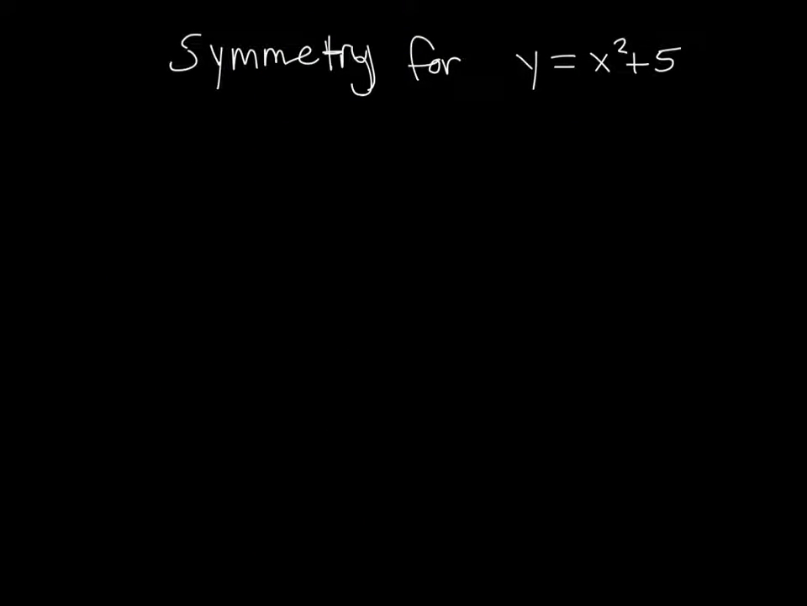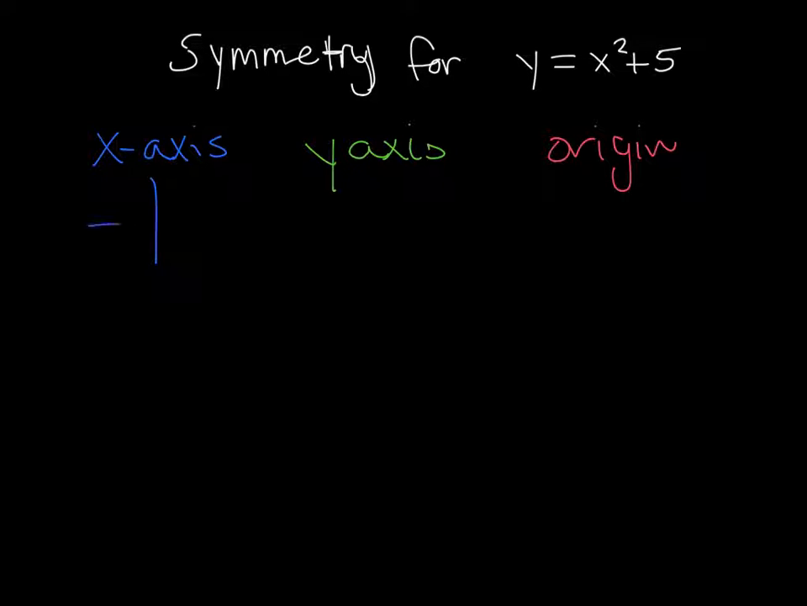All right. Symmetry. You have 3 kinds of symmetry. You have x-axis symmetry, y-axis symmetry, and origin symmetry. Now, I always draw myself a little picture to figure out what kind of symmetry is what. And how am I going to figure it out?